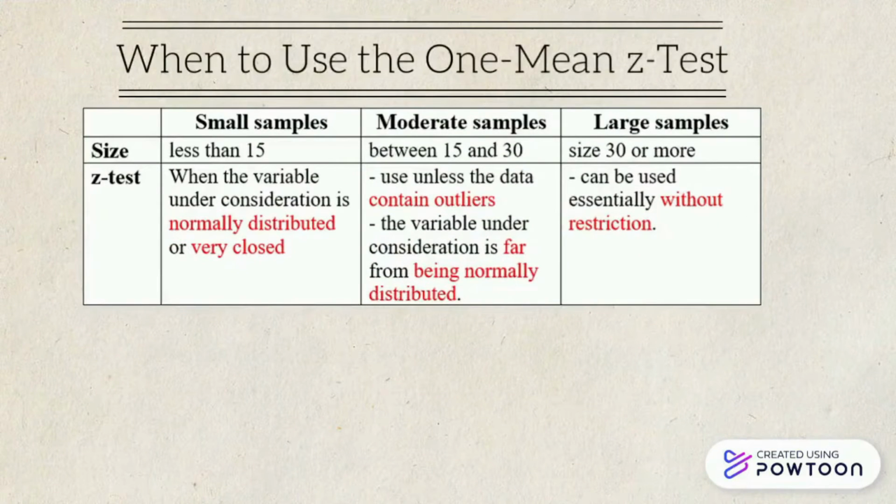When to use the one-mean z-test? For small samples, size is less than 15. For moderate sample, size between 15 and 30. For the large sample, size 30 or more.